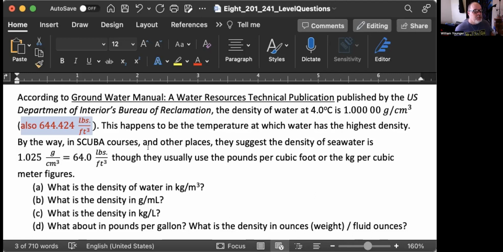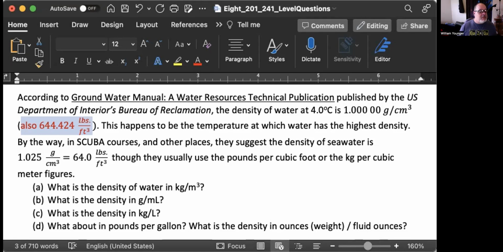So what is the actual problem here? Part A, I want you to calculate the density of water in kilograms per cubic meter as opposed to just grams per cubic centimeter. Part B, what is the density in grams per milliliter? Part C, what is the density in kilograms per liter? And part D, what about in pounds per gallon? What is the density in ounces of weight divided by fluid ounces as well? So there's two parts to part D. That's really what I'm trying to get you to solve, and I think the results are kind of nice.